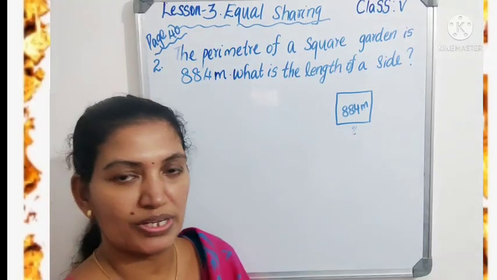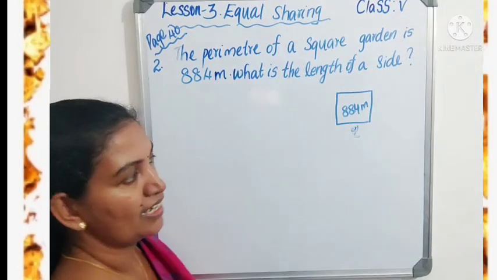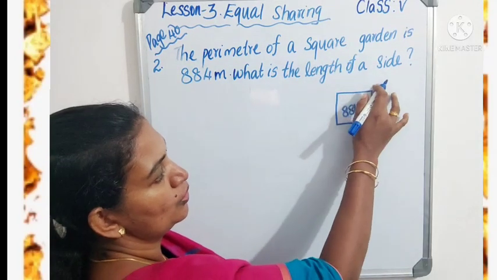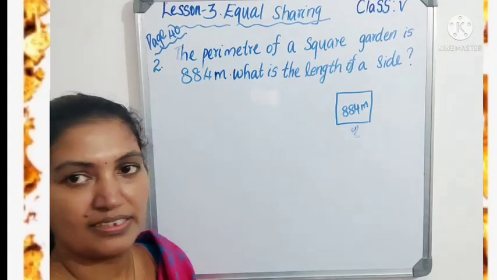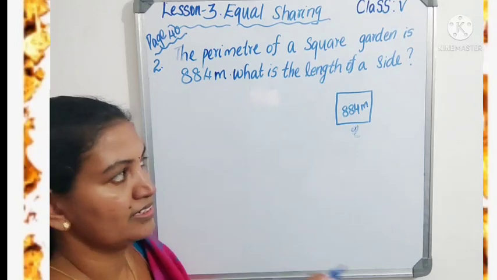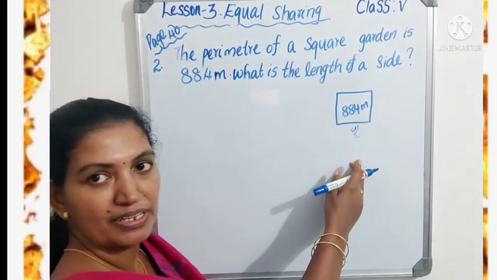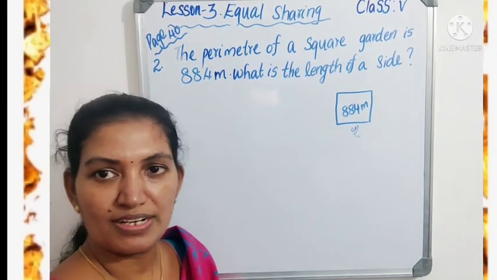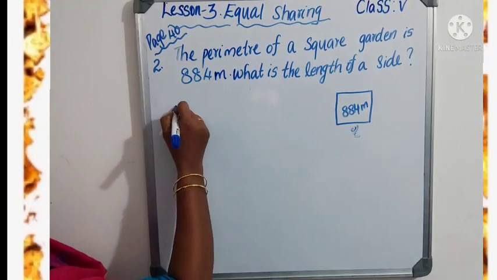We know that in a square all sides are equal. All four sides are equal. Also the perimeter, that means the total length of the sides, is given. That is 884 meter. So how can you find the length of a side? Yes, the total length, that is the perimeter, divided by 4. That means 4 sides. Then we will get the length of one side. Okay, then we have to divide and find it. So first, write the steps.